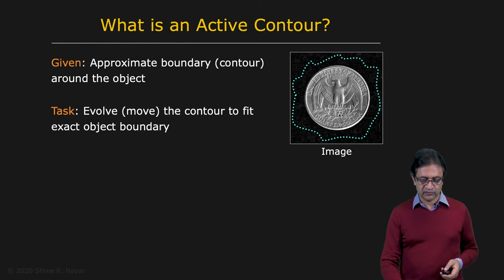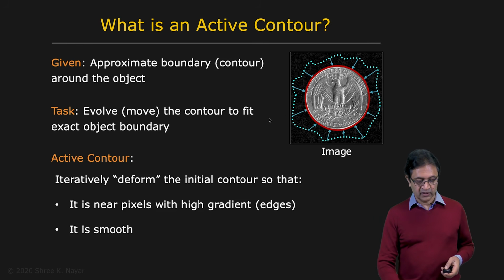You have an image here of a coin, very simple object, and what you have drawn around it is an initial contour. This could even be hand sketched. And what you want this initial contour to do is to evolve over time so that finally it goes and latches on to the boundary of the coin itself. That's what an active contour does.